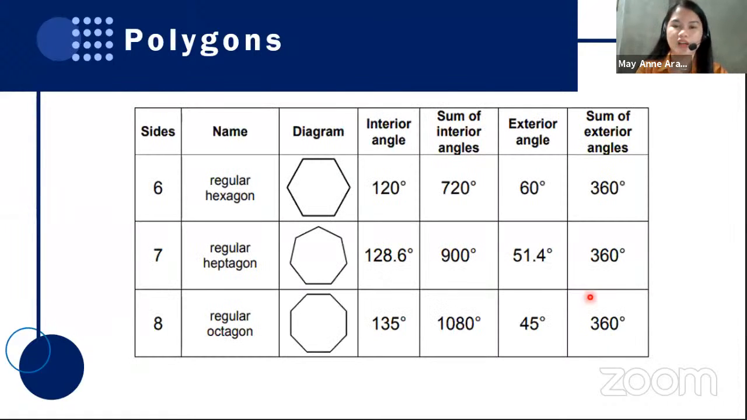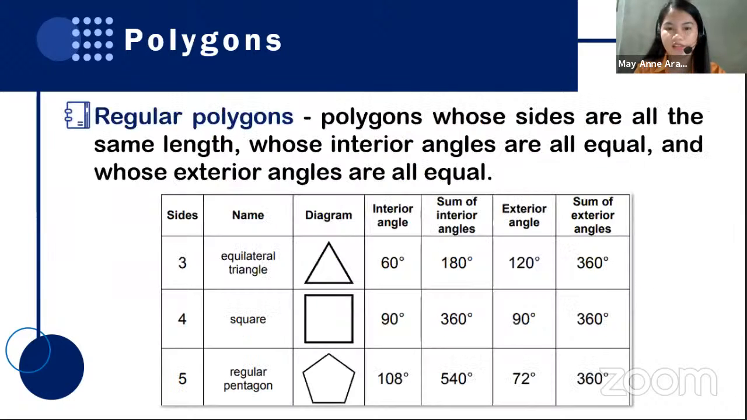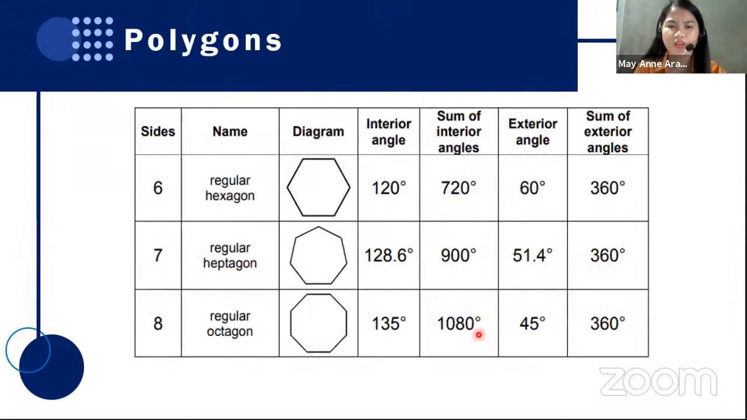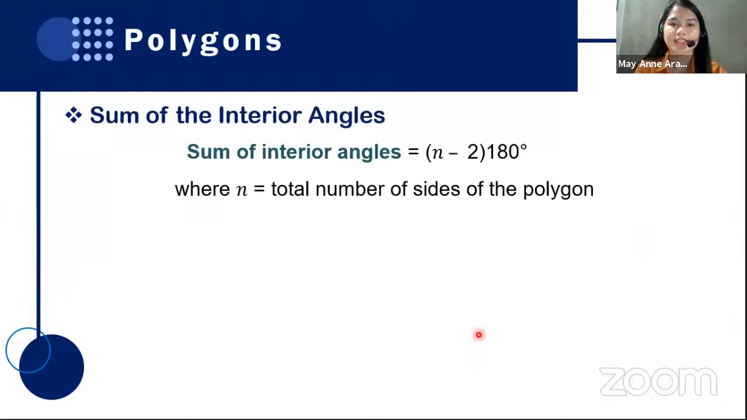Now, do we need to memorize all of this? No, because we have a formula for finding the sum of the interior angles. The sum of interior angles is equal to the quantity n minus 2 times 180 degrees, where n is the total number of sides of the polygon. So by using this formula, even if you don't memorize those values, you can solve for the sum of the interior angles.